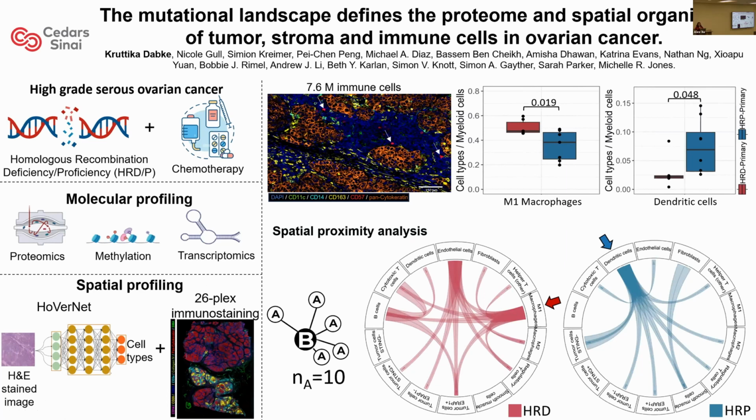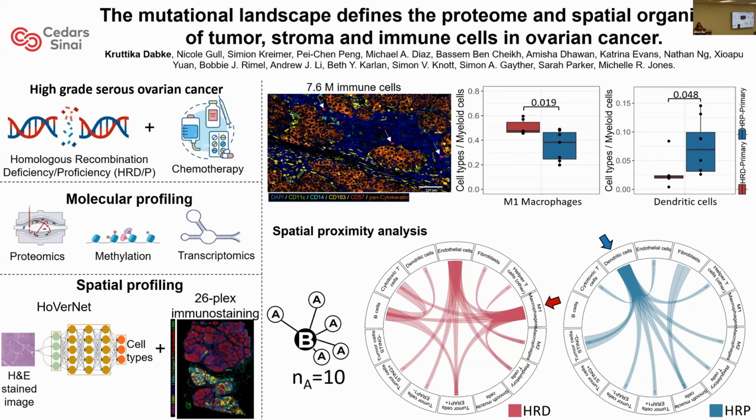And the highest percentages were M2 macrophages followed by M1 macrophages, which was expected. And then we saw differences in the cell percentages between HRD and HRP tumors, where M1 macrophages were significantly higher in HRD tumors, and dendritic cells were significantly higher in HRP tumors.